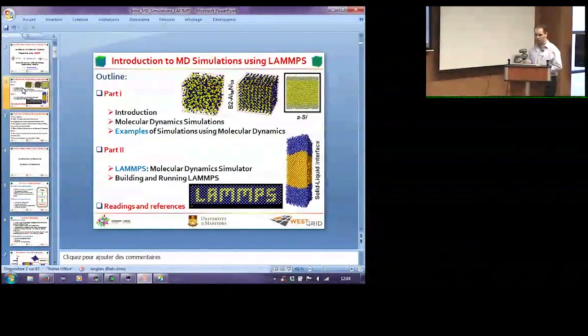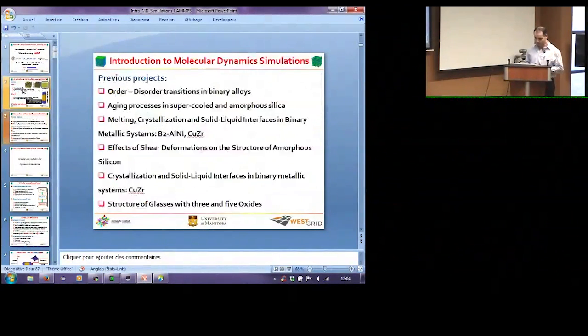So I will start the first part, give some introduction and some definition about molecular dynamic simulations, then some examples from my previous work. The last part will be about LAMMPS, how to compile LAMMPS, how to run the simulation, and all the commands about LAMMPS. So just a few words about my previous project.